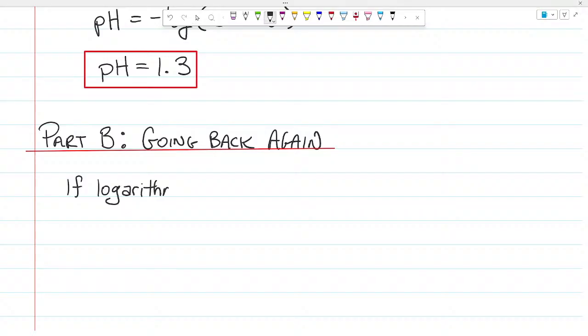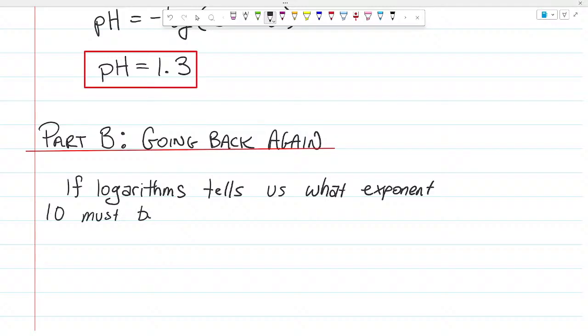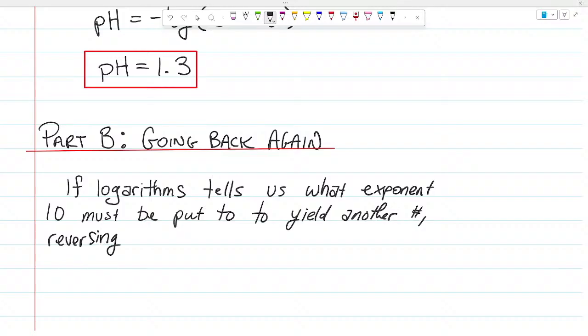If logarithms tell us what power of 10, in other words, what exponent 10 must be put to, to yield another number, reversing them is simple. Must be put to yield another number. It's clumsy, but it's grammatical. But it is clumsy. If I were editing this paper, I'd say, rework this sentence. Clumsy, exclamation mark.